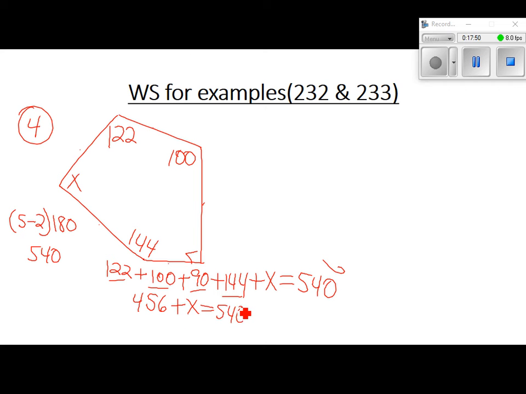Now what? Subtract 456 on both sides. What do you come up with? 84. So what's that angle right there? 84 degrees.